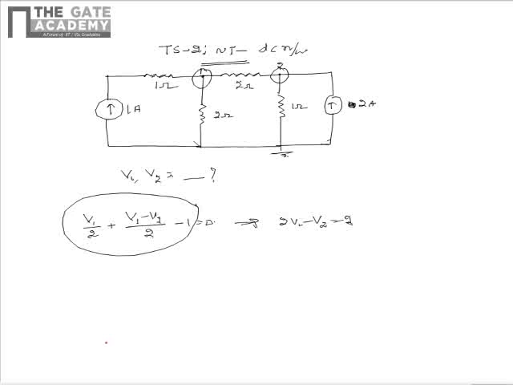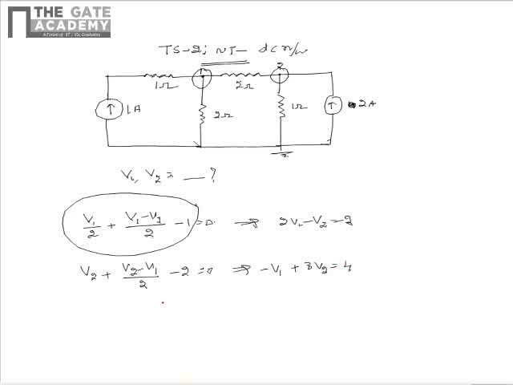Similarly, by applying nodal analysis at node 2, we see that V2 plus V2 minus V1 by 2 minus 2 is equal to 0. This is by applying the KCL at the node 2 or equivalently by applying the nodal analysis at node 2. So this upon simplification becomes minus V1 plus 3V2 is equal to 4.